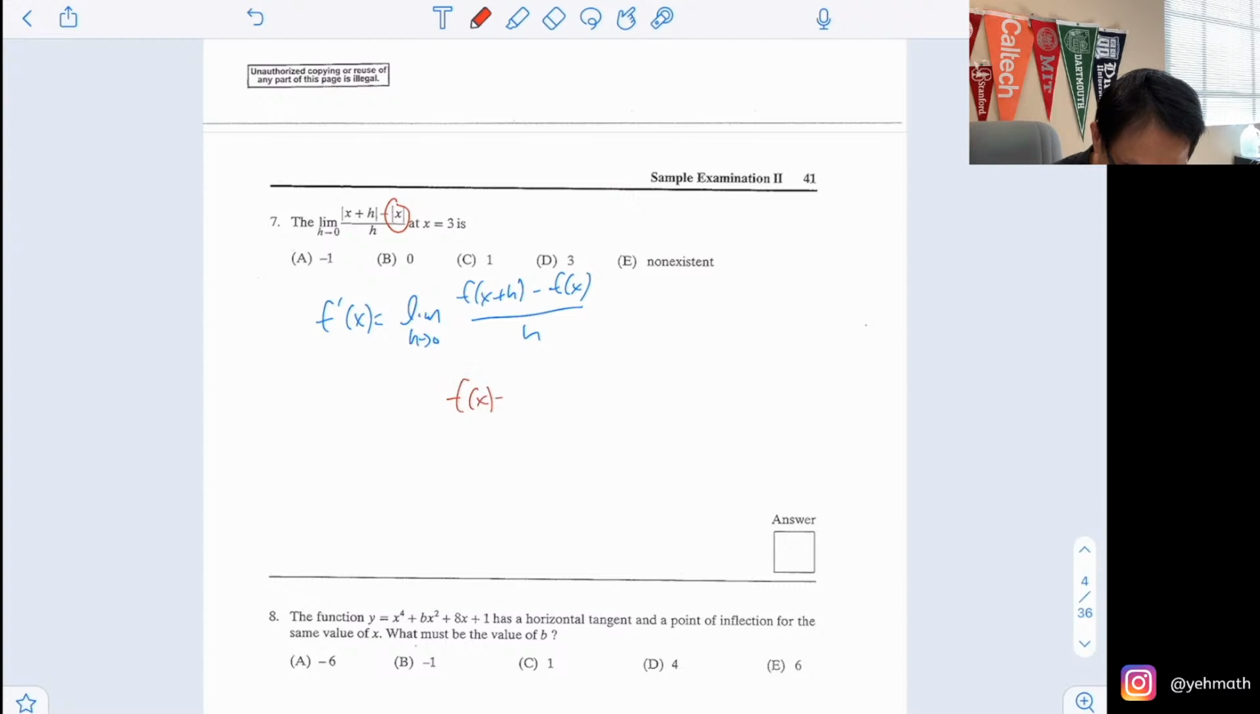So f of x is equal to the absolute value of x. When x is equal to 3, that means we want f prime of 3. Now in this question, I cannot take a derivative of absolute value of x. I didn't teach you how to take a derivative of absolute value of x. But you actually know how to do it. Why is that? I didn't teach you, but you actually know it. Why is that?